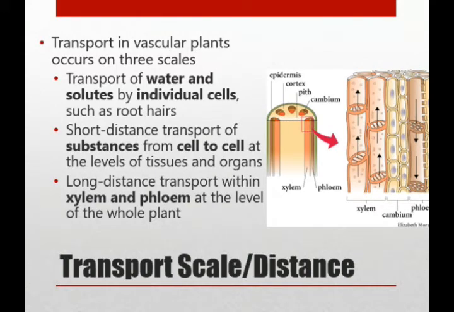Transport in vascular plants occurs at three scales: transport of water and solutes by individual cells, such as root hairs; short-distance transport of substances from cell to cell at the level of tissues and organs; and long-distance transport within xylem and phloem at the level of the whole plant.